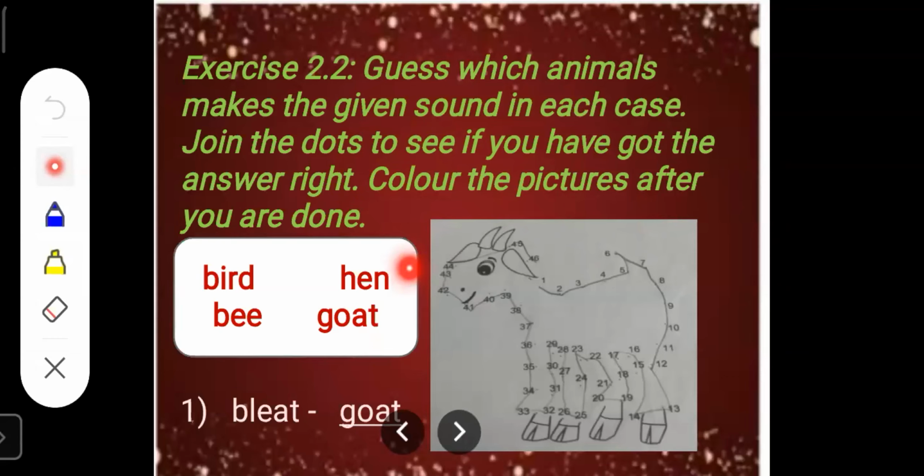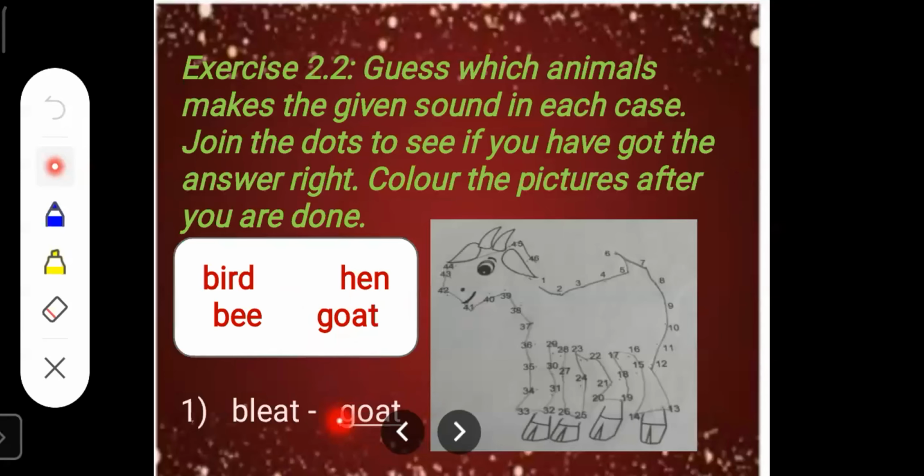Children, in this box, some words are given. What are we supposed to do, children? Here, see the first one. The word given is bleat. What is this word bleat, children? The sound made by a goat is called bleat. So here in this blank, we will write goat. Why will we write goat here? Because the sound made by a goat is called bleat.